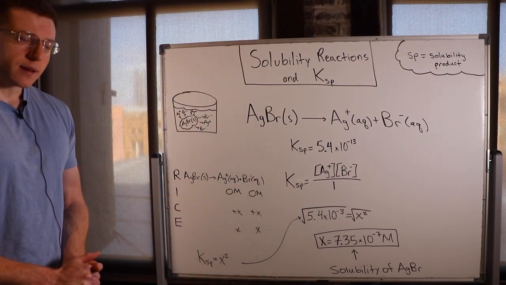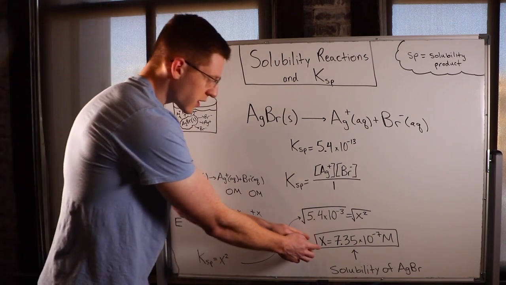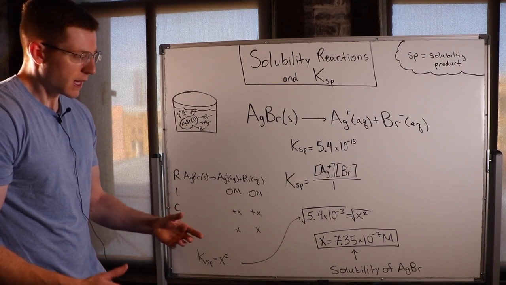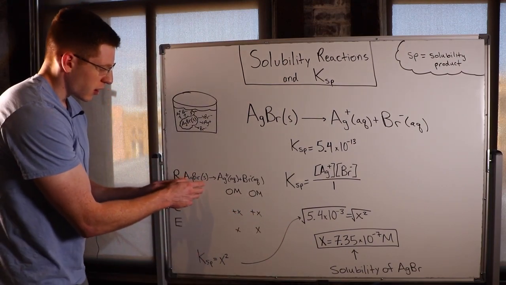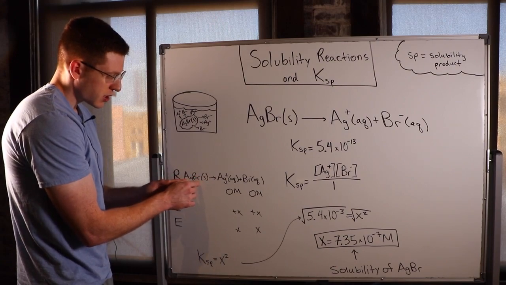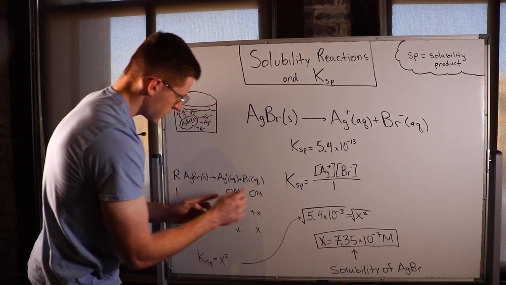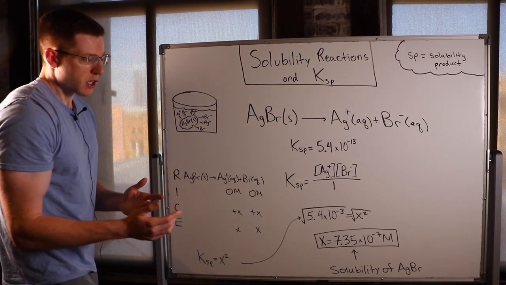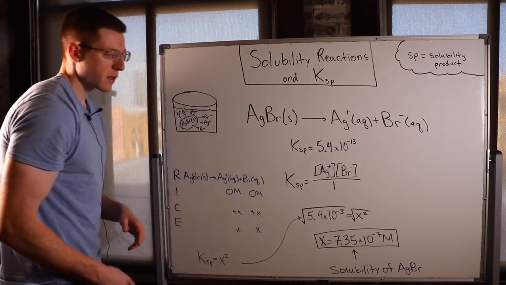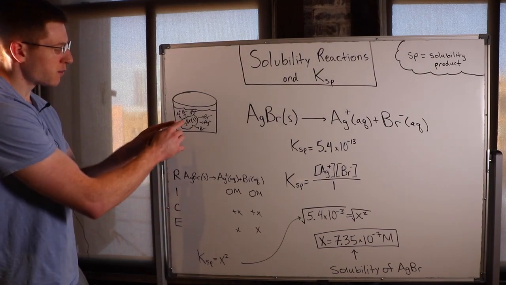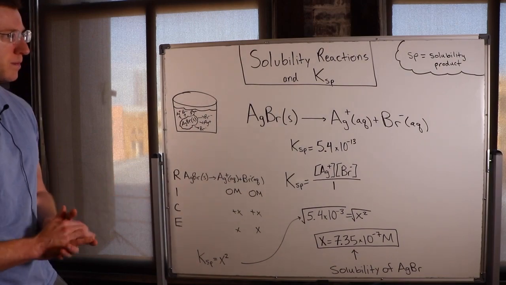So what does this mean? Well, not only is this the concentration of silver ions and bromide ions at equilibrium, it's also the concentration of silver bromide that we lost, right? This much silver bromide went into silver and bromide ions, right? So we call this the solubility of silver bromide. It's the concentration which dissolved from the solid matter in the solution.